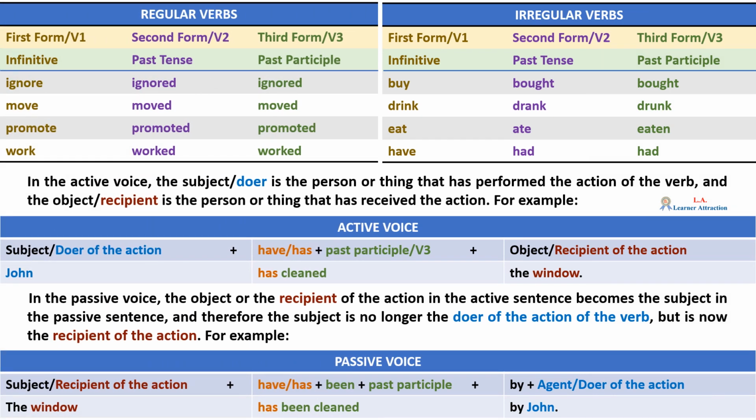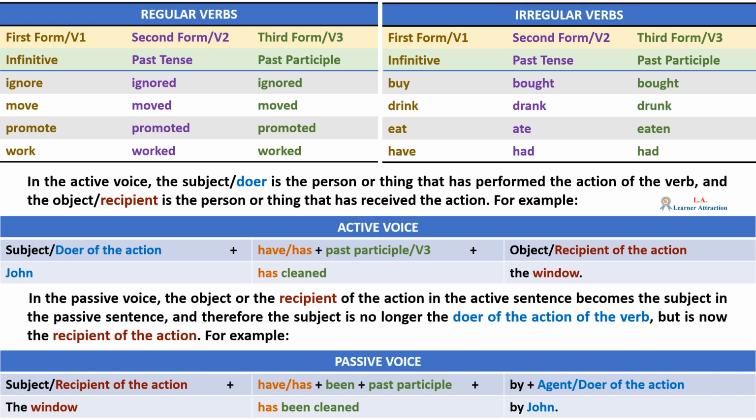Now let's look at the past participle of the regular verbs. Verb 1, the base form, or the infinitive. Verb 2, or the past tense. Verb 3, or the past participle. Move, moved, moved. Promote, promoted, promoted. Work, worked, worked.